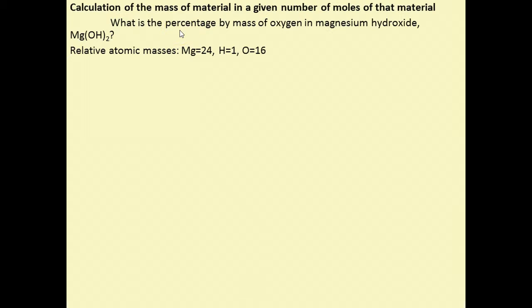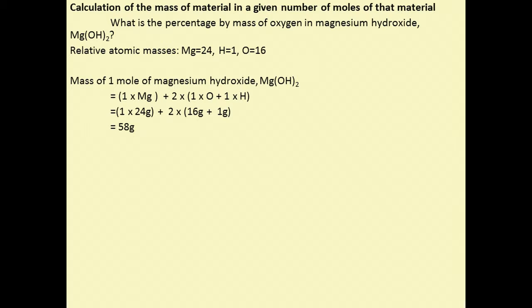Pause the video and try the following question. What is the percentage by mass of oxygen in magnesium hydroxide? Stage 1, we need to work out the mass of 1 mole of magnesium hydroxide. Stage 2, we need to work out the mass of oxygen in 1 mole of magnesium hydroxide. Taking note that the 2 means there are 2 moles of oxygen atoms per mole of magnesium hydroxide.